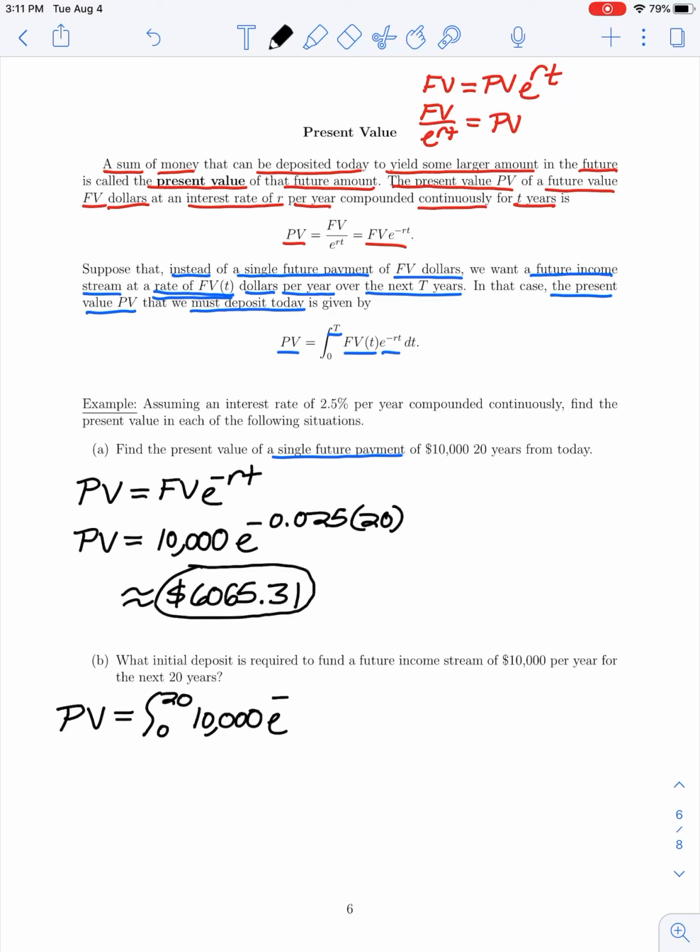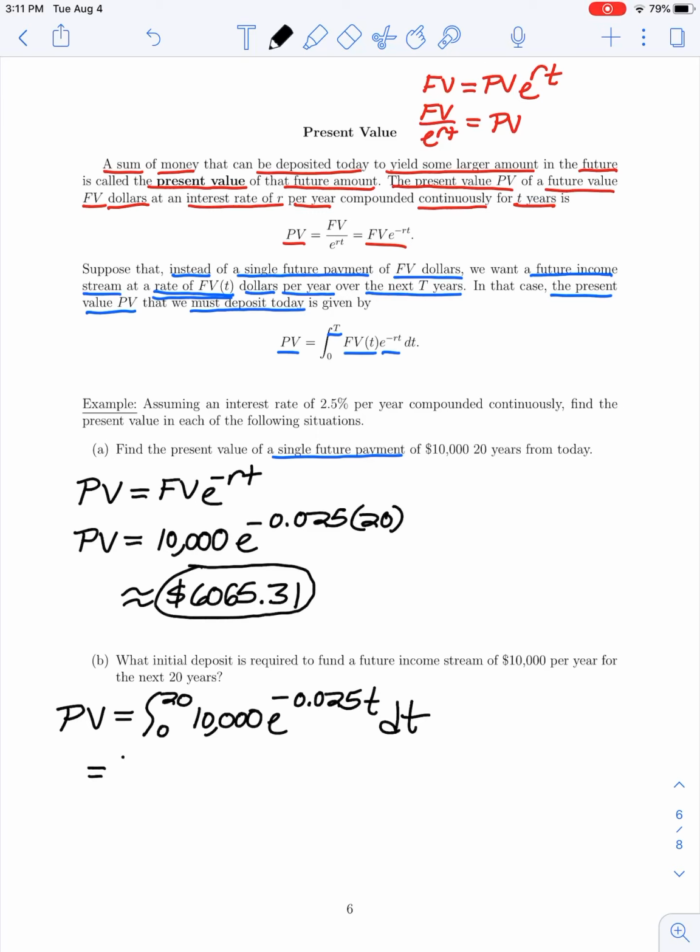where R is, as a decimal, 0.025 t, and then we're integrating this with respect to t.